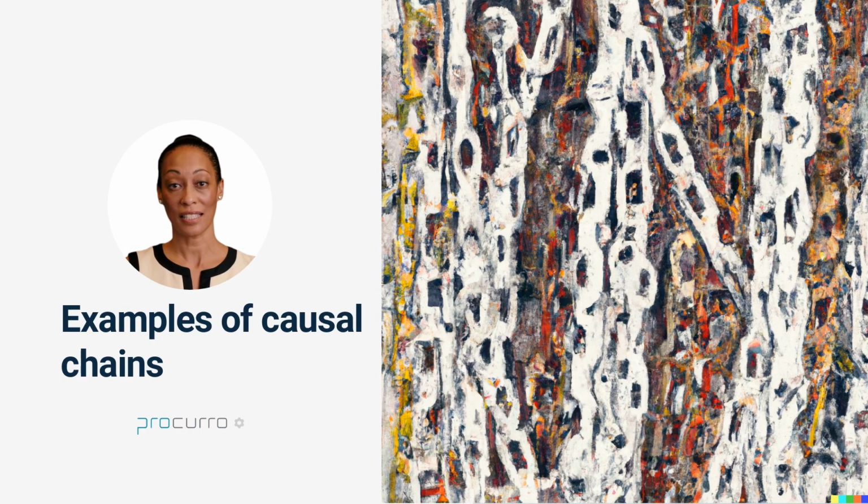Examples of causal chains. Imagine you're driving a car and you press the gas pedal. This causes the car to speed up, which causes air resistance to increase, which causes the engine to work harder to maintain that speed. Let's say you're a farmer and you decide to plant more crops. This causes you to need more fertilizer, which causes you to need more money to buy fertilizer, which causes you to have to sell more crops to make that money.